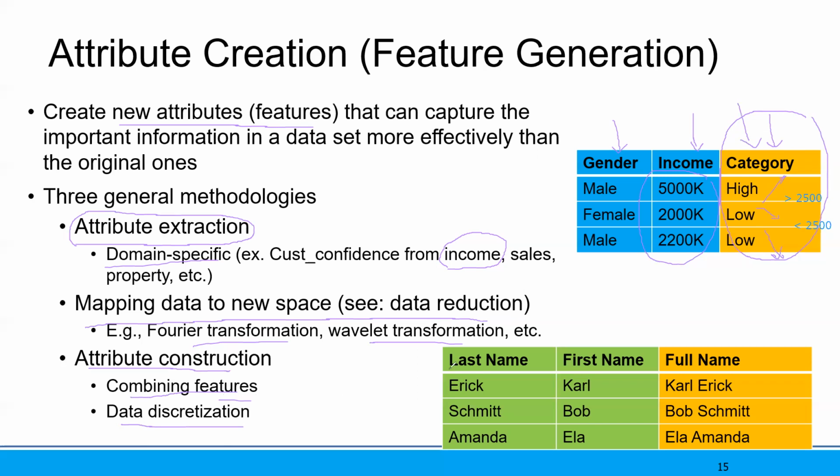Combining features, for example: in Korea we have a family name and a first name. We want to combine them. We do not want to choose the data separately, so we want to use the full name. So we can just combine them into a full name, and we will use this data for our analysis.